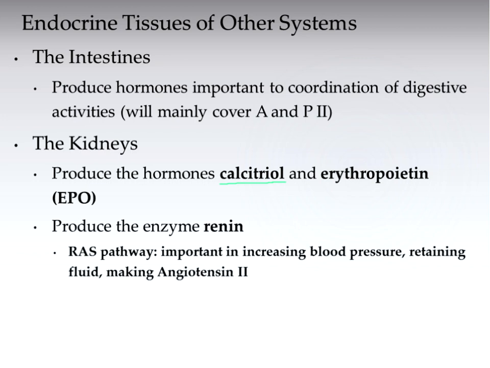All right, we've already talked about calcitriol. Vitamin D3 heads to the kidneys and is converted to calcitriol, and calcitriol plays a role in calcium handling and calcium storage in the bones. Right? Now, another hormone that comes from the kidneys is erythropoietin. Erythropoietin is an important hormone that tells the blood to make more red blood cells.